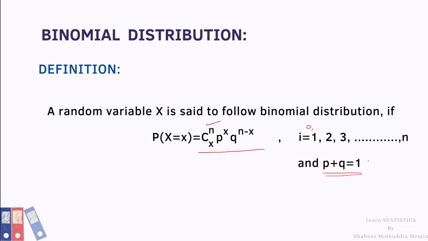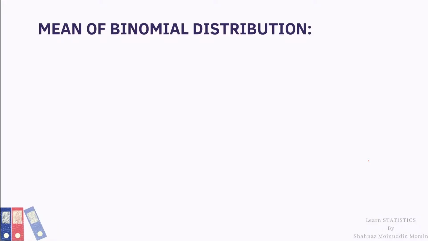Now we shall calculate the mean of binomial distribution. By definition of mathematical expectation, mean is given by mean equal to expected value of x, which we have learned in the previous lectures. Let me substitute the probability mass function: summation x into nCx p raised to x q raised to n minus x. We will expand this summation to simplify the mean.